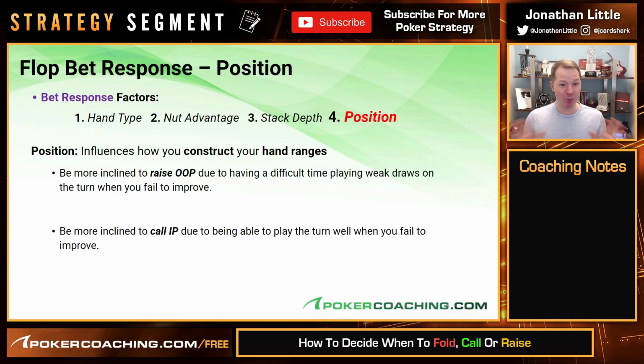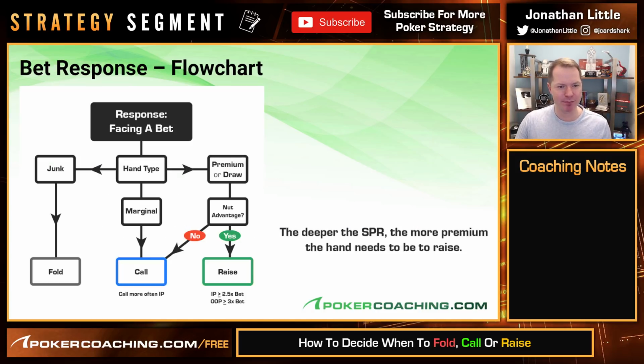So we have these four big factors here: hand type, nut advantage, stack depth, and position. And we can put all of this together into the bet response flowchart. And this is how my brain works. This is how I'm figuring out how I play in most scenarios.